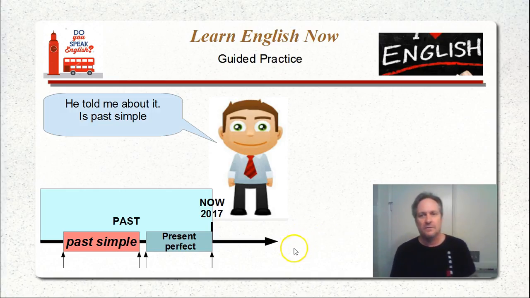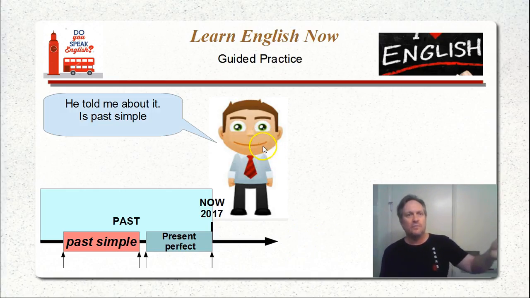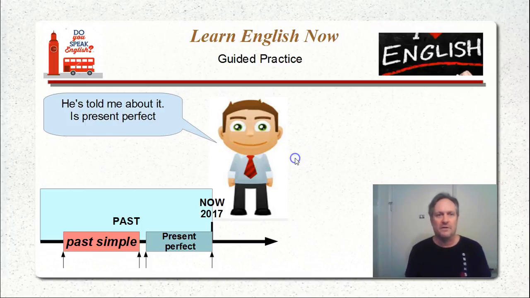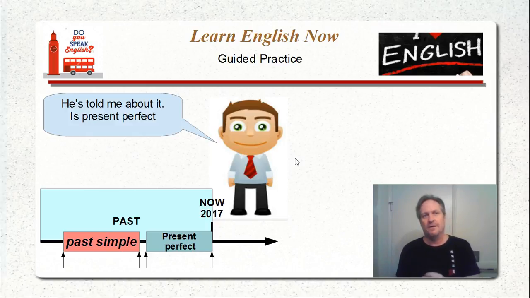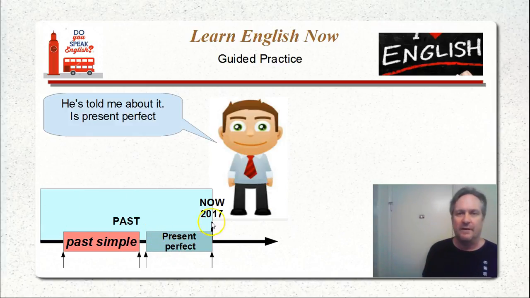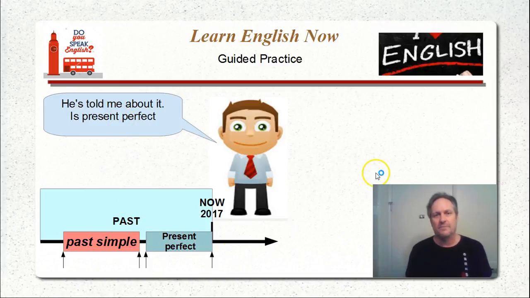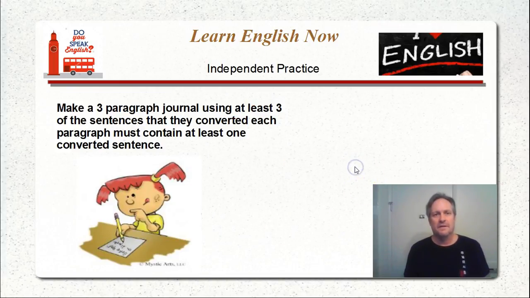you're going to come back here and we're going to say, okay, so this guy says, he told me about it is past simple, right? And we just saw that. He's told me about it is present perfect. That's present perfect. He's told me about it, right? And you see that when you see this apostrophe and this S, it's likely going to be a present perfect, okay? So that's a key word.